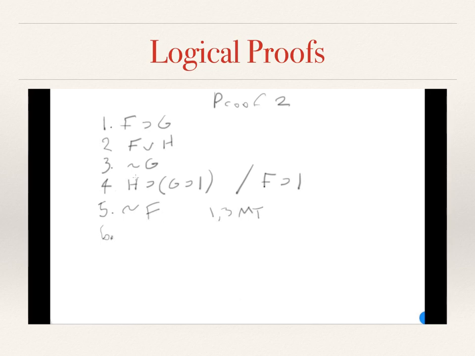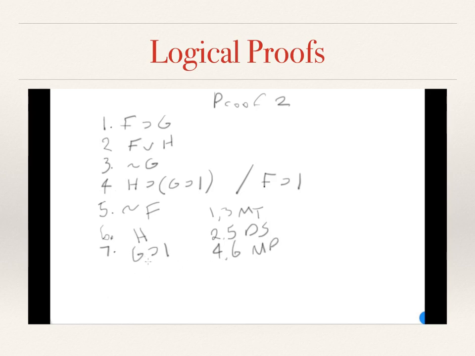And now that we have not F, we can get H by itself by disjunctive syllogism of 2 and 5. Now that we have H, we can get G implies I by itself by modus ponens. That would be 4 and 6 modus ponens.